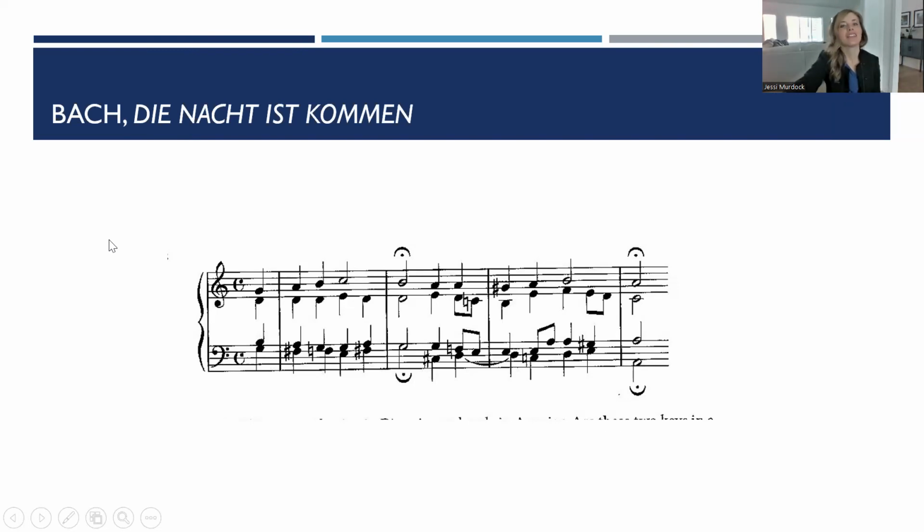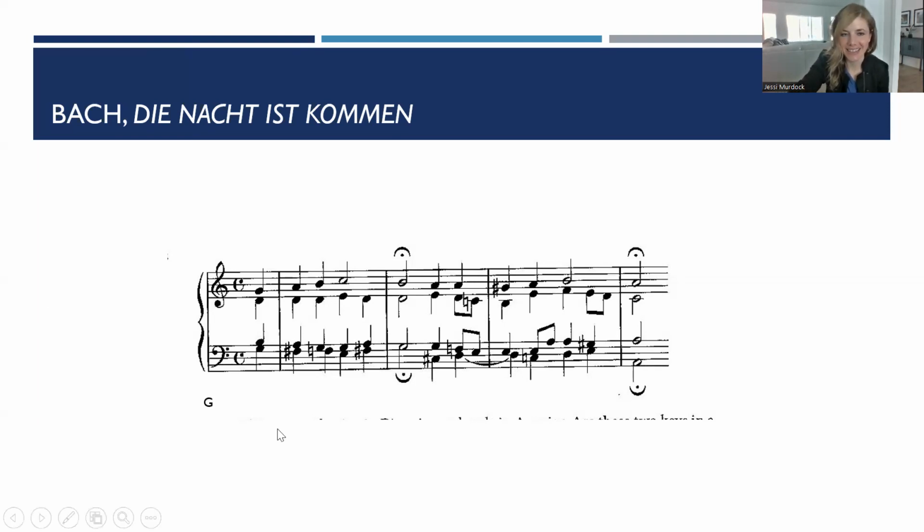This one, if you look at the fermatas, might give it away, okay? All right, here's this Bach example. Take a second if you need it.